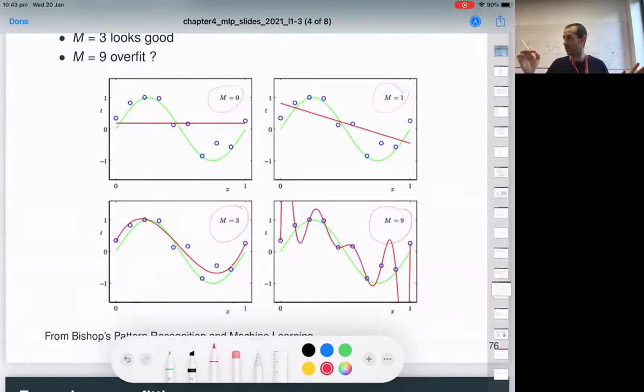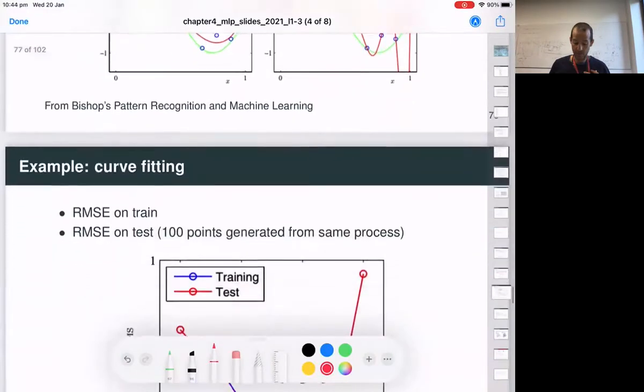The 9, yes, of course, is overfitting because it gives the perfect prediction on the points, but it will not be good for generalization. And this is an important point.